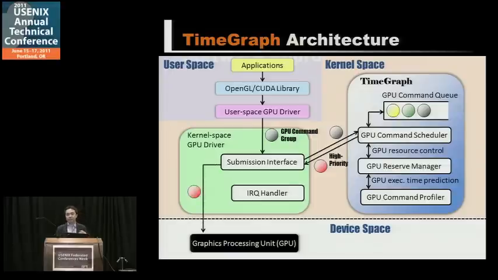And TimeGraph always dispatches the GPU commands of the high priority task, which is waiting in this queue, to the device driver. And this device driver just submits this command to the GPU. And when the GPU command, GPU context execution finishes, TimeGraph also configures the GPU to generate an interrupt from the GPU to the CPU, so that TimeGraph itself can be notified of the completion of the preceding GPU context execution. And upon this notification, TimeGraph can dispatch the next GPU command to the GPU.